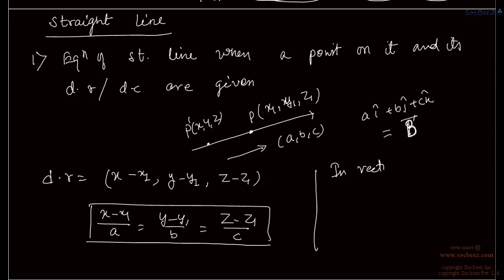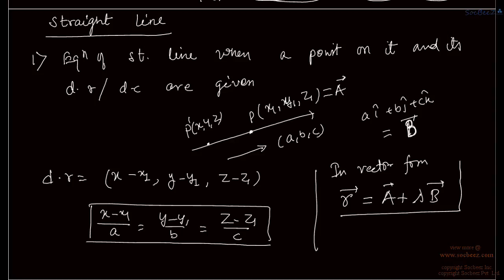Or in vector form, we can always write the equation. Say we have to find a moving position vector of (x, y, z). So that position vector is r vector, and this vector is say capital A vector. Position vector of point P is capital A. So r is always capital A plus some lambda times capital B.